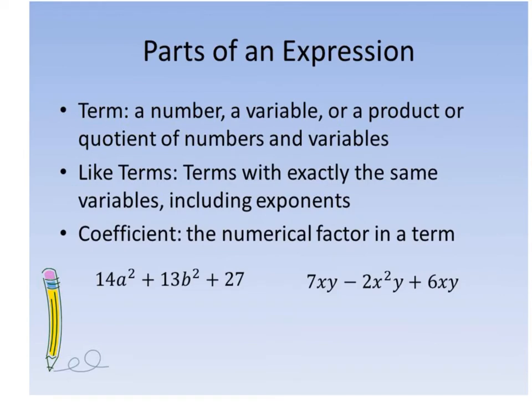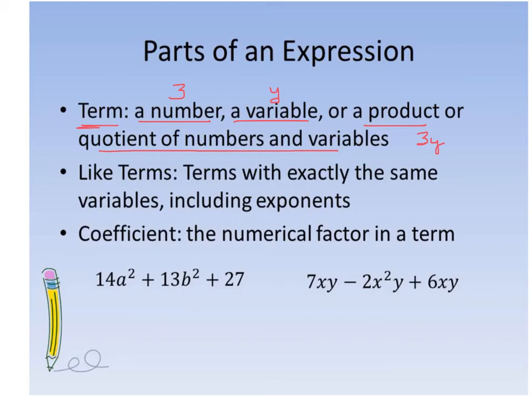So first of all, what is a term? We have several definitions of a term. A term can be a number, so 3 is a term. It can be a variable, like y. Or it can be the product or quotient of numbers and variables, like 3y, because that's 3 times y. So that's a term. A term has no addition or subtraction in it.